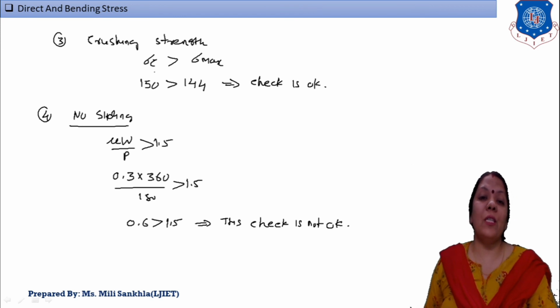Now in today's session we complete this stability check. In the next session we solve the example of a retaining wall. Just now we stop here.